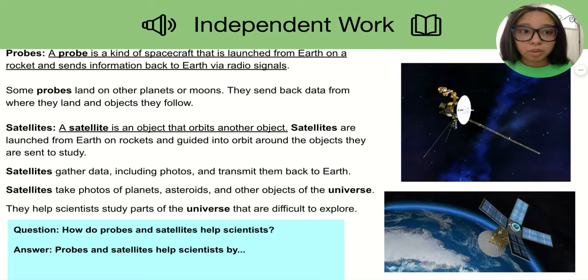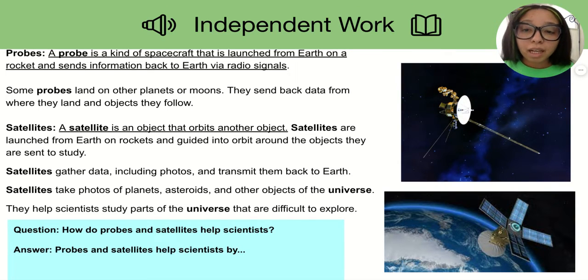Let's talk about probes. A probe is a kind of spacecraft that is launched from Earth on a rocket and sends information back to Earth via radio signals. Some probes land on other planets or moons. They send the data back from where they land and the objects they follow.